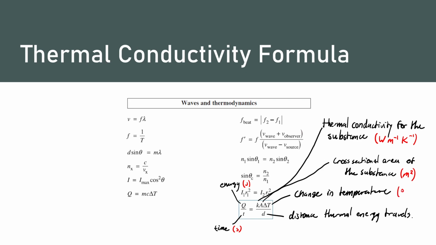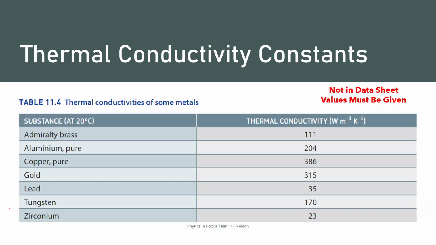Temperature is in degrees Kelvin, and distance is in meters. So the thermal conductivity constants are very similar to specific heat capacity. Each substance has its own thermal conductivity constant, and really this is a measure and indicator of how readily they are able to pass thermal energy through the substance.